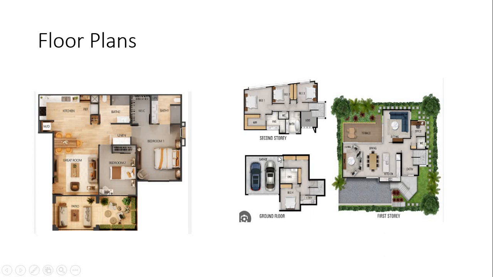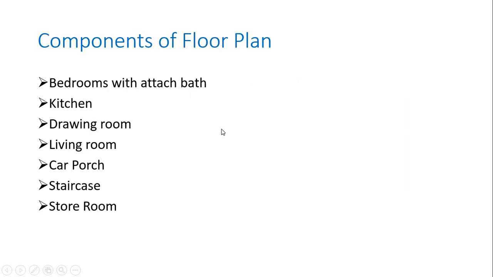There will be this kind of floor plan, as you can see, but it is enhanced in Photoshop. You can see different kinds of furniture, kitchens, baths, and so on. Going ahead, the components of a floor plan are bedroom, kitchen, drawing room, living room, car porch, staircase, and storeroom.